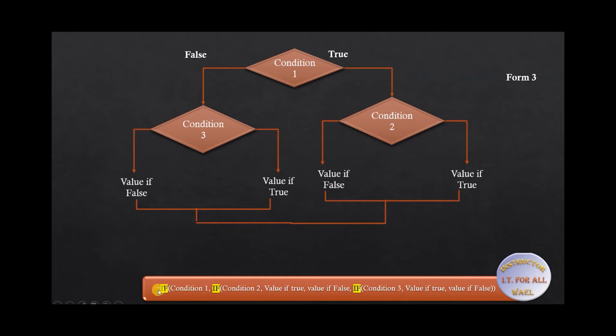So this is the syntax. You have equal as usual, then the if function, the main if function, which is the first one here. Then instead of value if true or value if false, I'm going to have two if statements. So the first if statement is the value if true. I'm going to have condition 2, value if true, value if false. Then the value if false is going to be another if statement, which is here with condition 3, value if true, value if false.